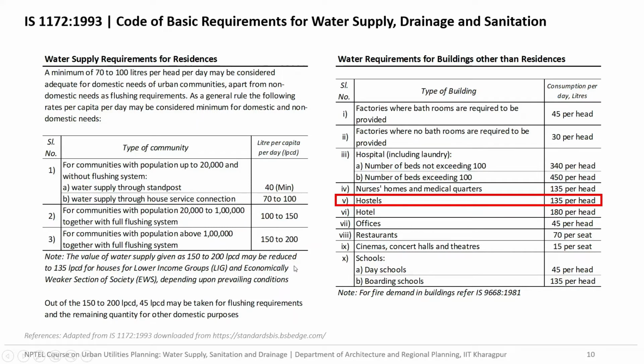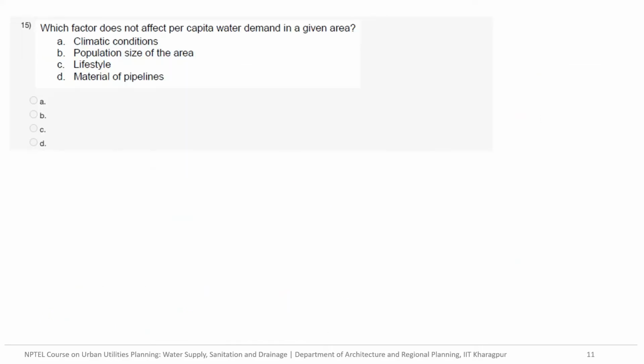These codes are available for download from bis.bsbedge.com, and you will have to log in with your credentials, and you can download a free copy of the PDF from this website. Moving on to the next question.